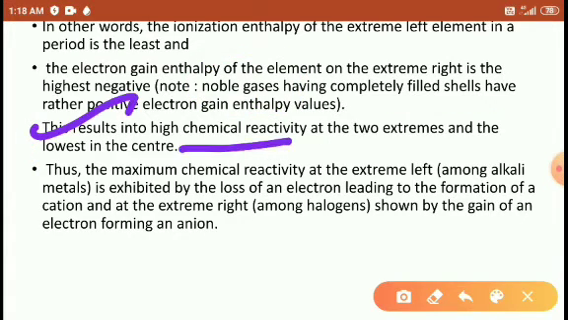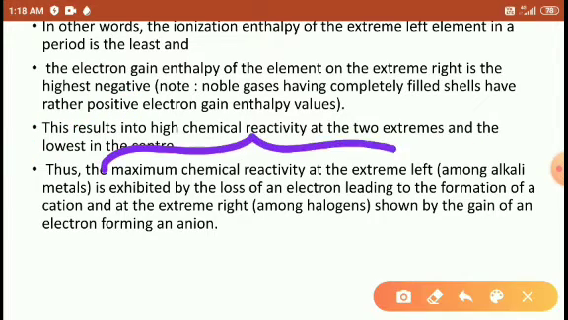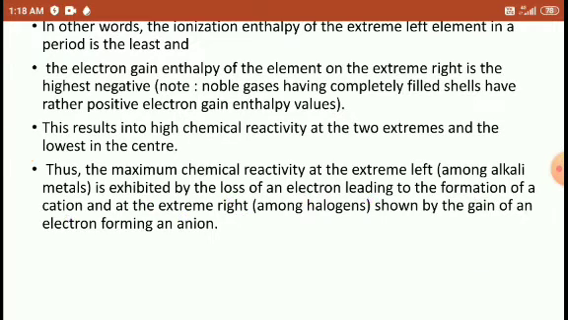This results in chemical reactivity being highest at the two extremes and lowest in the center. So maximum chemical reactivity is on the left hand side. The ionization enthalpy there is low, so it releases electrons more easily. If it releases electrons more easily, it means it is more reactive. Right? So that's why the chemical reactivity is high on the left hand side. It exhibits loss of electron leading to the formation of cations. At the extreme right hand side, already we discussed, electron gain enthalpy is high. Questions?